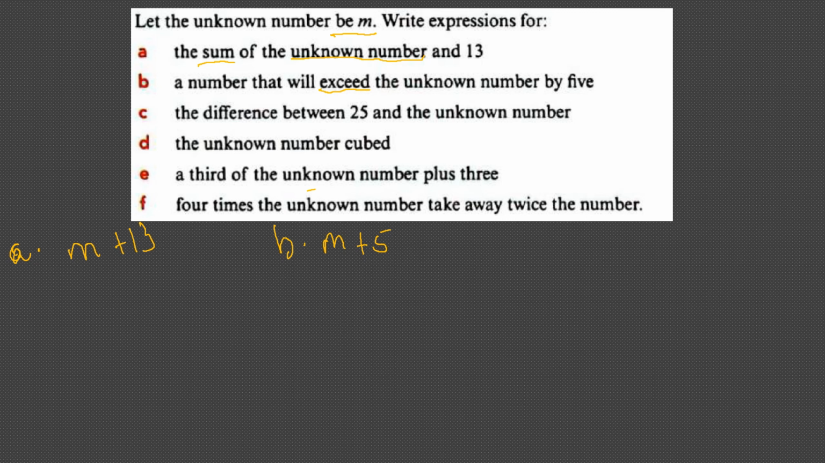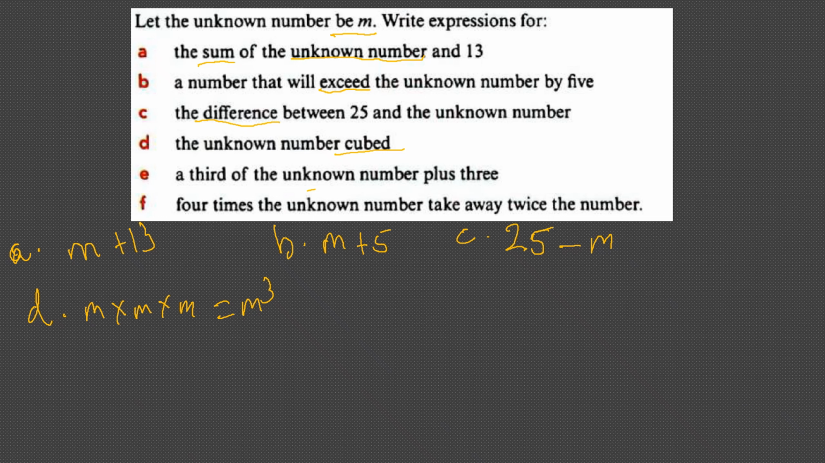The next question, question C, states the difference between 25 and the unknown number. Difference in math means subtraction. So what we are going to do here is say 25 and then minus m, with m being the unknown number. And then the next question, question D, states the unknown number cubed. The unknown number cubed means simply m times m times m, multiplying itself by 3, or the same thing as m cubed. And so that will be that.